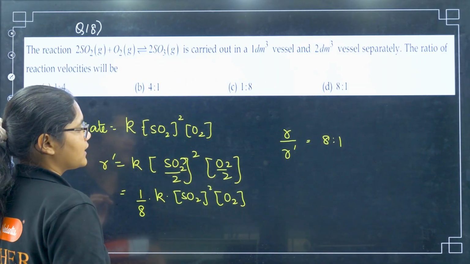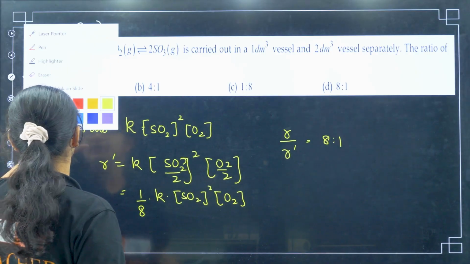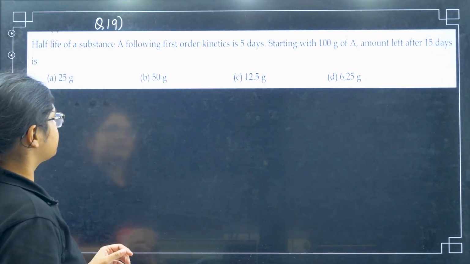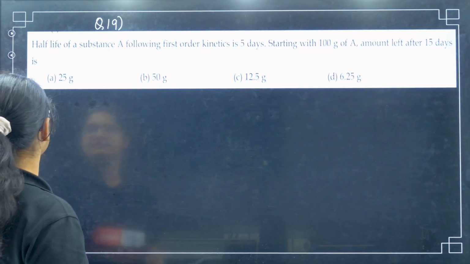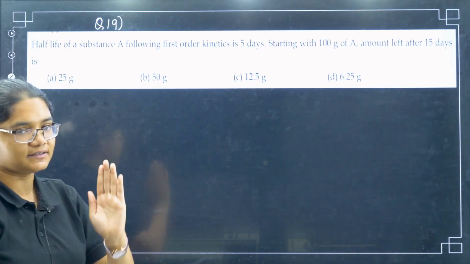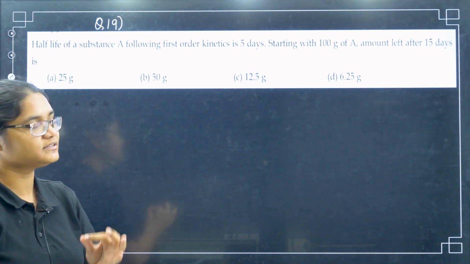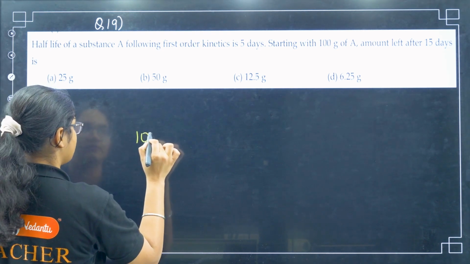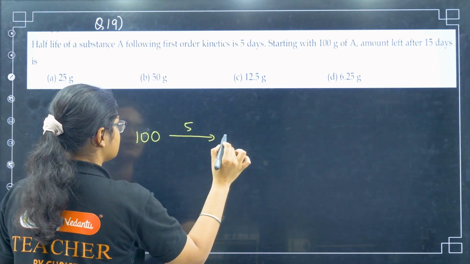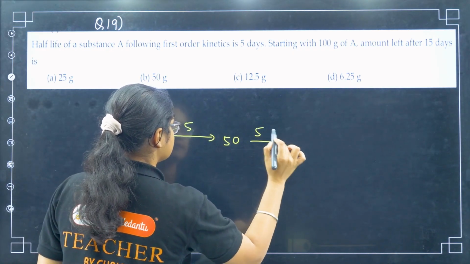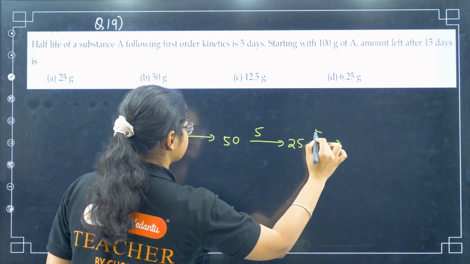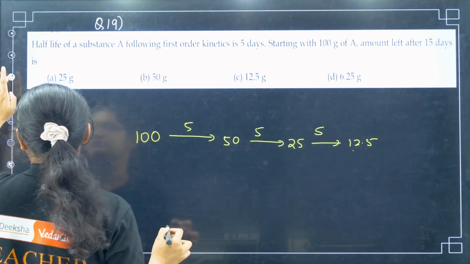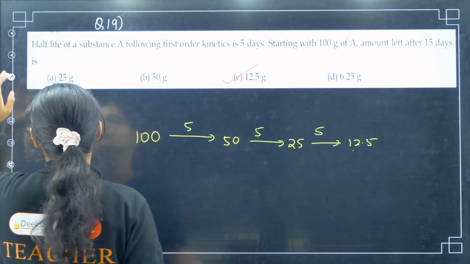Okay, so the correct answer for this question will be option number D. Next, the half-life of a substance A following first order kinetics is 5 days. Okay, so it means in 5 days the compound concentration becomes half. Starting from 100 gram of A, what is the amount left after 15 days? So I have 100 gram of A, after 5 days it will become 50, after the next 5 days it will become 25, after the next 5 days it will become 12.5. So the concentration after 15 days will be 12.5.